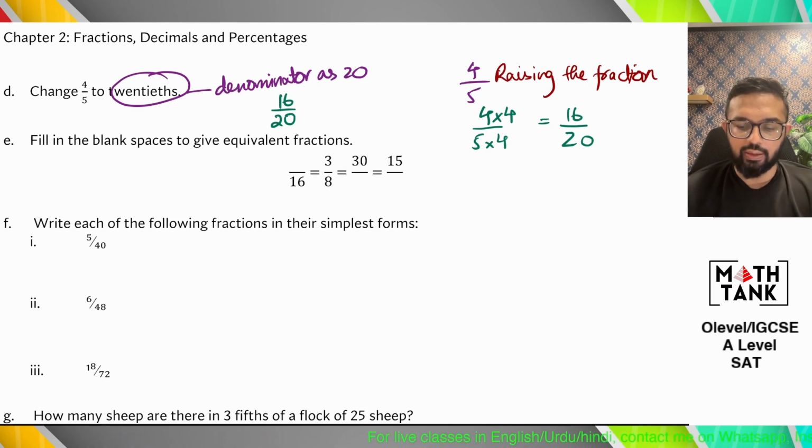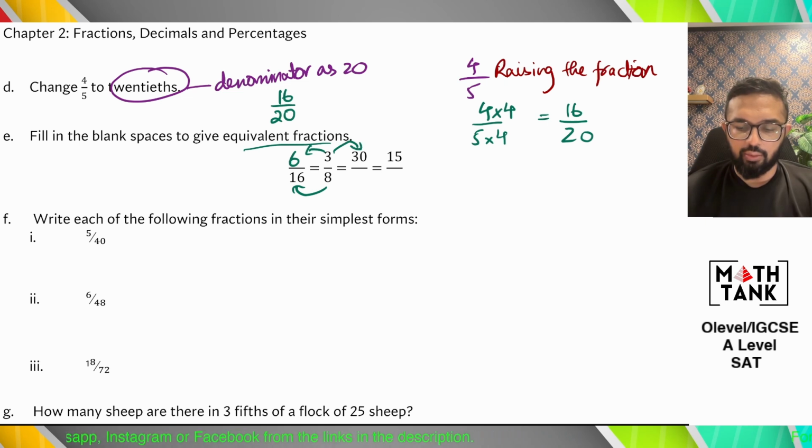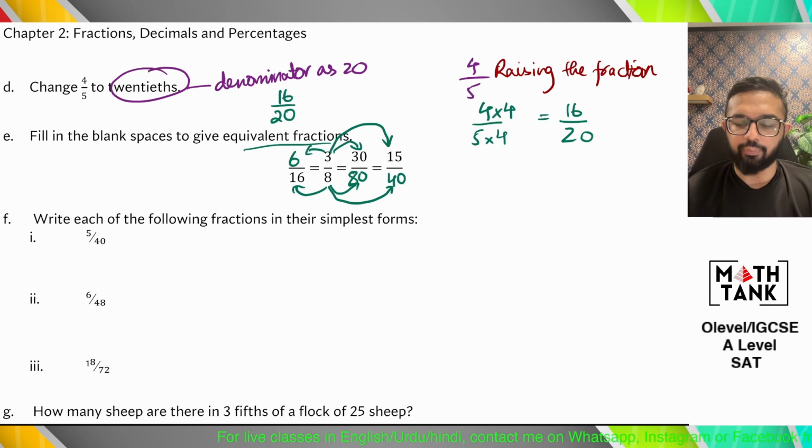Similarly, if you look at this, these are equivalent fractions. So 8 has been multiplied by 2. Therefore, you should also multiply 3 by 2. That should give you 6 over 16. 3 has been multiplied by 10, so you also multiply 8 by 10. So that gives you 80. 3 has been multiplied by 5, so 8 should also be multiplied by 5, and that should give you 40. Okay, these are called equivalent fractions.